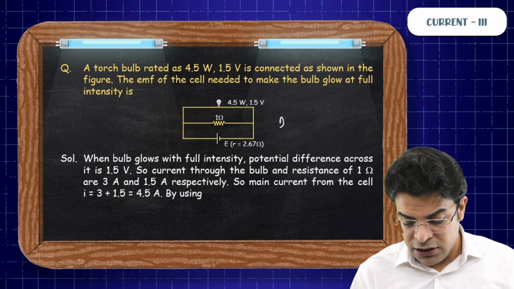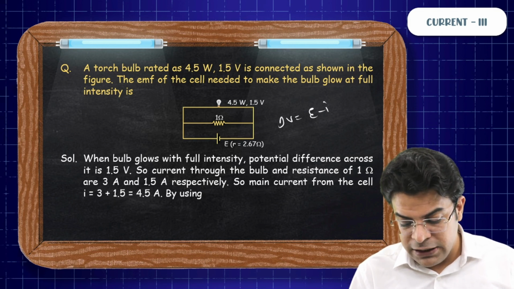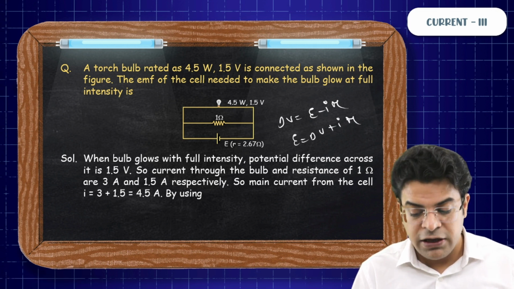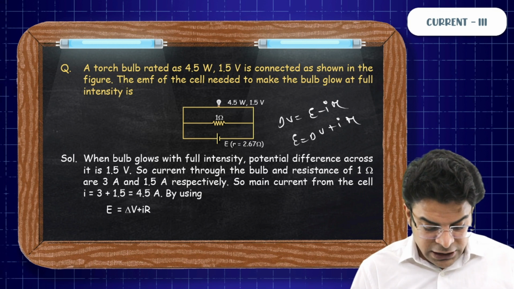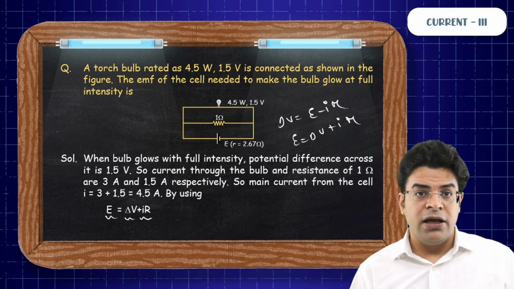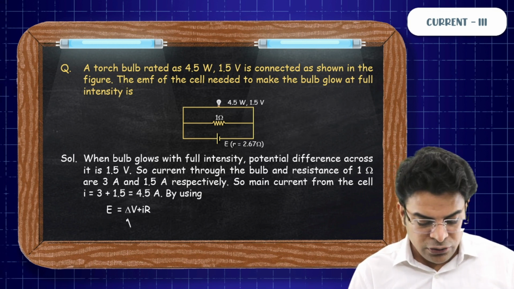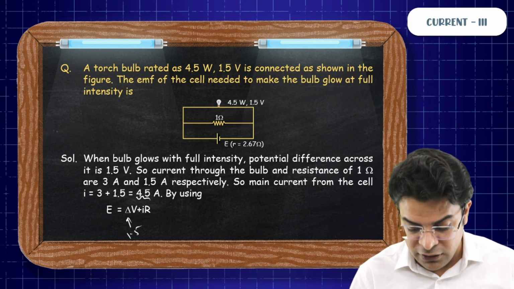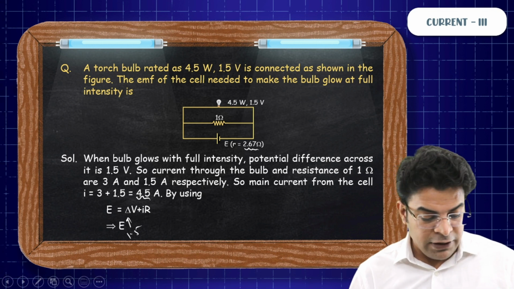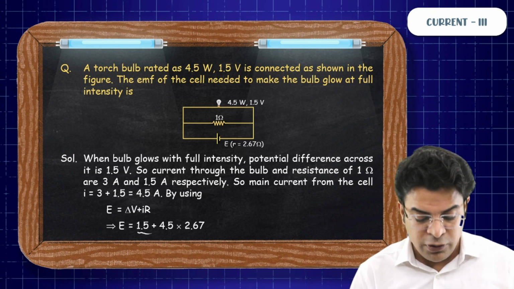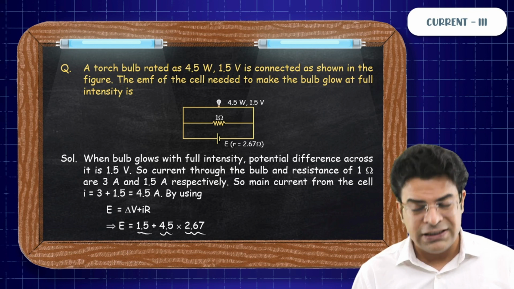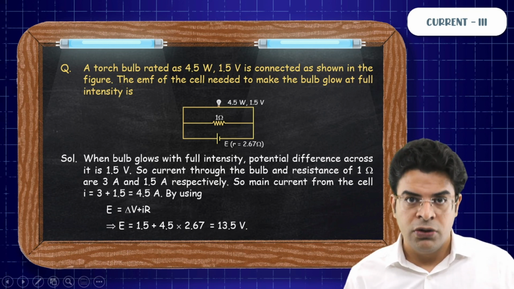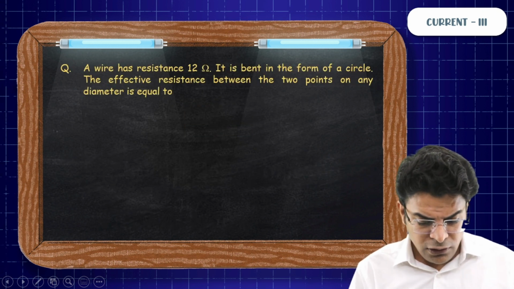By using delta V equals to E minus IR or EMF equals to delta V plus IR, we can get the answer. So using EMF equals to delta V plus IR for a discharging cell, substituting delta V as 1.5 and current as 4.5 and internal resistance as 2.67, we get that the EMF has to be equal to 1.5 plus 4.5 into 2.67, which approximately comes out to be 13.5 volt. Okay, let's see the next example.